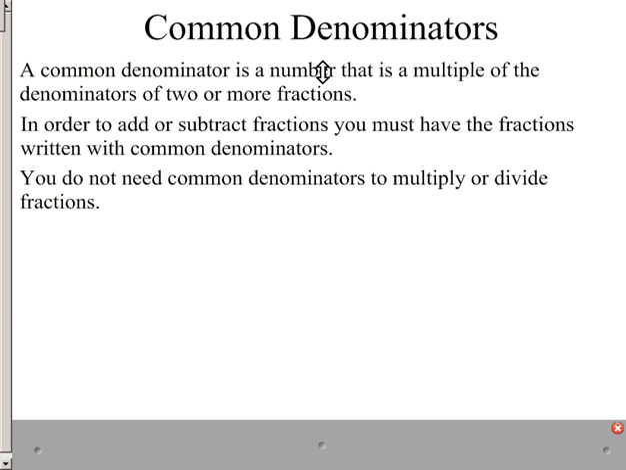Common denominator is a number that is a multiple of the denominators of 2 or more fractions. In order to add or subtract fractions, you must have the fractions written with common denominators. We cannot add or subtract fractions unless we have common denominators. You do not need common denominators to multiply or divide fractions. We can just go ahead and multiply and divide.